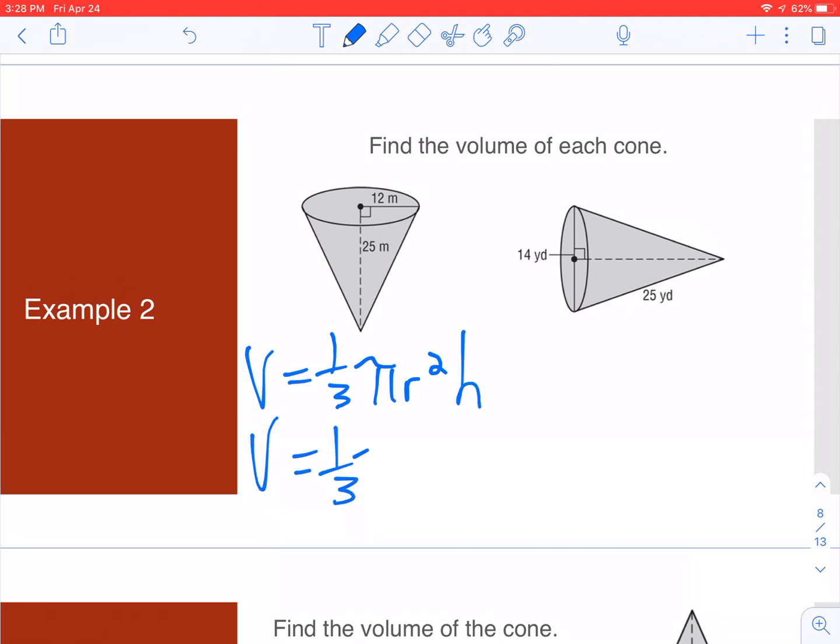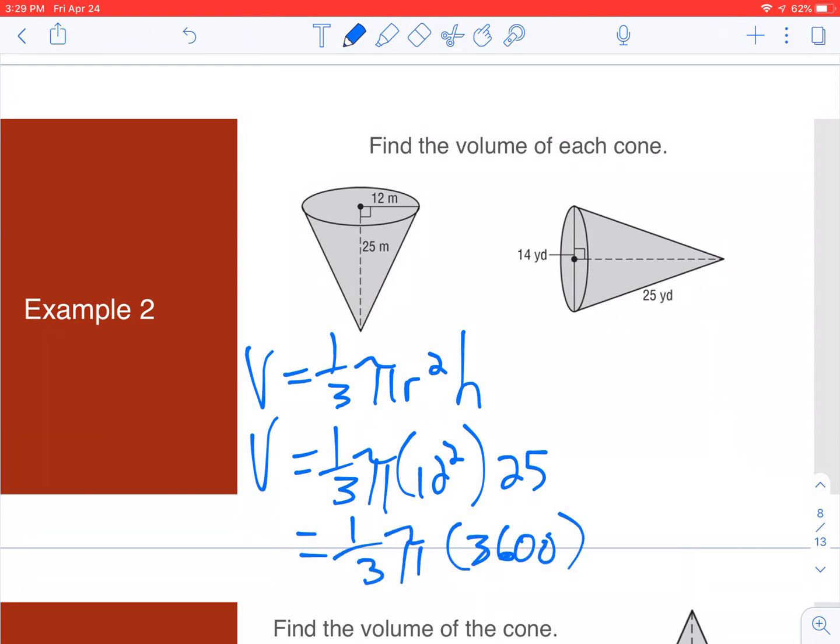Volume equals 1/3 pi 12 squared times 25 equals, okay, I'm going to do 144, which is 12 squared, times 25 equals, so I get 1/3 pi times 3600. 3600 divided by 3 is 1200 times pi, and that's going to be 3769.9 meters cubed, or cubic meters.